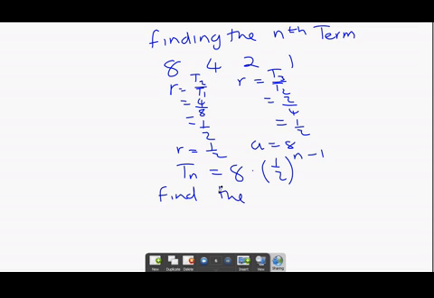Now suppose they say find the sixth term. So now they want us to find the sixth term, which means that in this case they are saying find T6. T6 is what we are looking for. So how do we find our T6? We know that Tn is equal to 8 multiplied by 1 over 2 to the power of n minus 1.